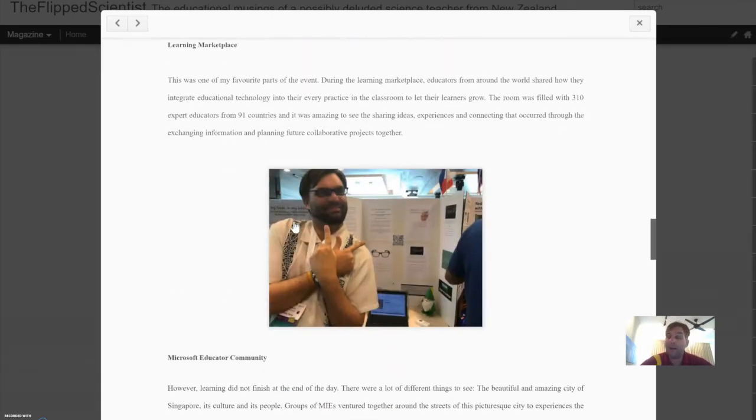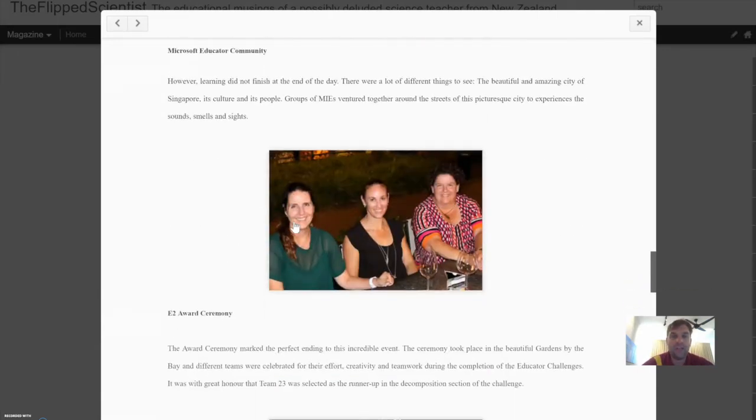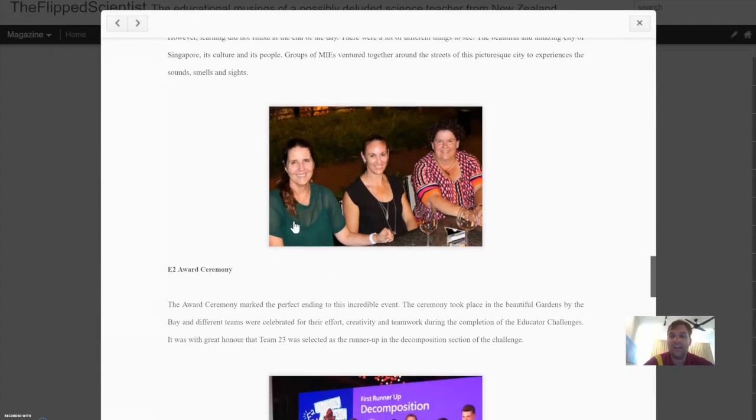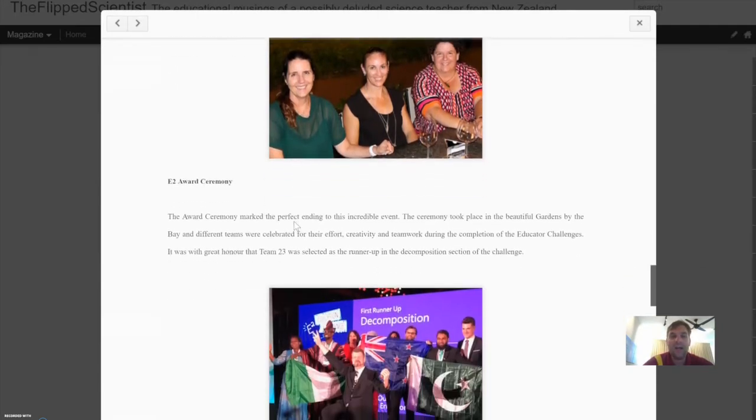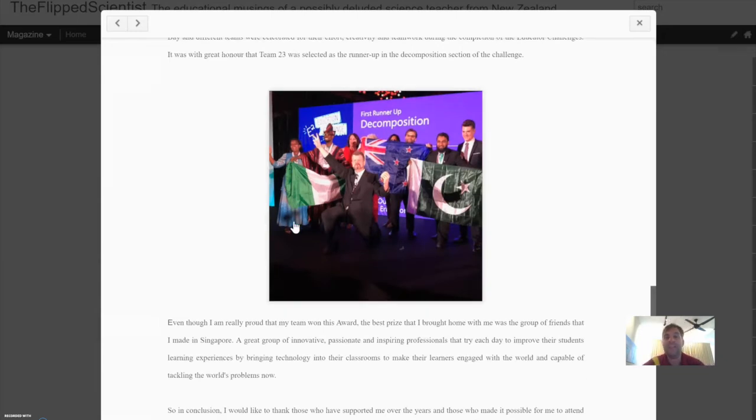So in terms of the learning marketplace, we also managed to discuss our particular area with other educators. There's about 300 other global educators. And we could then develop further projects after the conference through these initial connections. In terms of the Microsoft educator community, again, going out and drinking and eating with other educators, and again, developing those connections which could be built upon further. And then we were lucky enough to actually get first runner-up in the decomposition group. There's our team winning there.